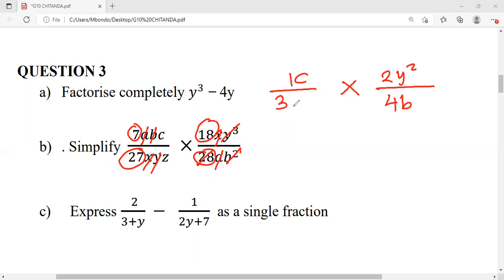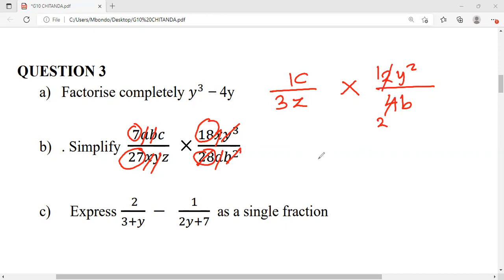At the same time, we have z. Take note. We have z here. You have to be very careful here. Even myself, as I'm doing it, it's possible I may end up skipping something. Then the next step now, you check. Do we still have anything that is common? Yes. 2 and 4 here. So you can say 2 here, it's 1. 2 here, it's 2.